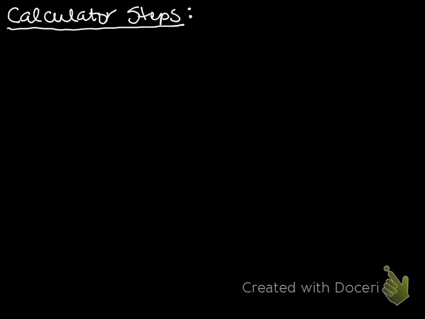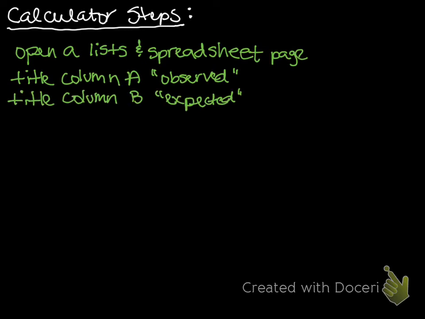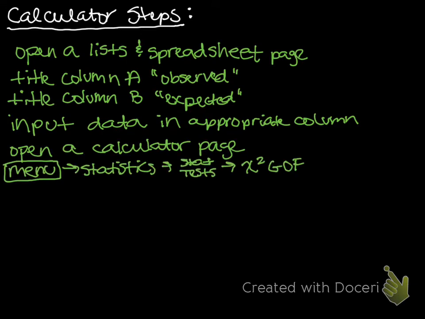All right, the calculator steps. It's a little involved. First thing you're going to do is open a list and spreadsheets page. Title column A, observed. Title column B, expected. Input your data in the appropriate column. Then open a calculator page. Then go menu, statistics, stat test, chi-squared GOF. You notice when you go menu, statistics, stat test, there are two chi-squared options. For this particular test, you want chi-squared GOF.